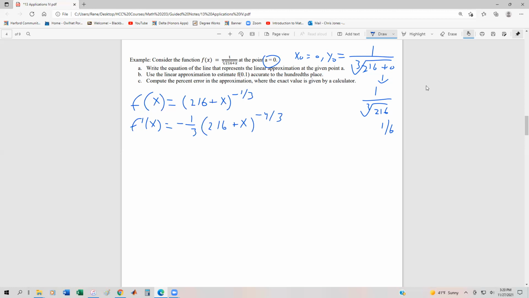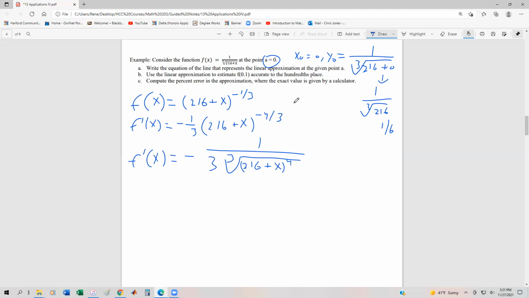And the nice thing about this is that the derivative of the inside is just going to be 1 if we were to use the chain rule on this, which we should consider, but it's not going to be consequential because 1 is an identity. Now we can go ahead and move this back into a nicer form. So f prime at x is going to be equal to minus 1 over 3 times the cube root of 216 plus x to the 4th power. That's going to be our derivative for this.